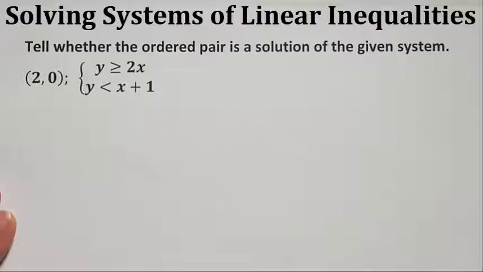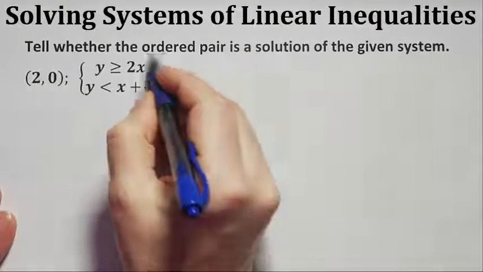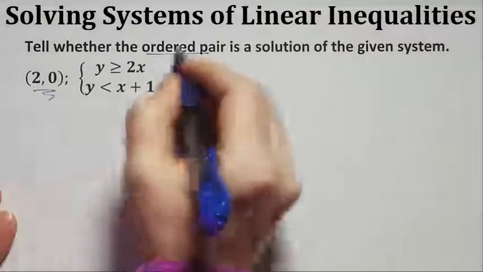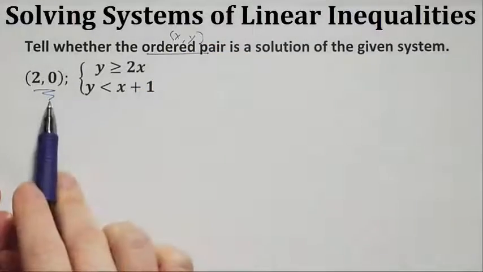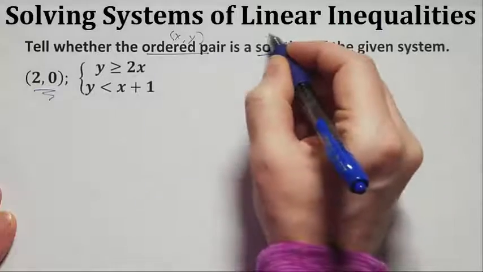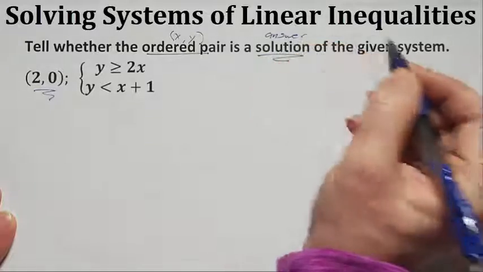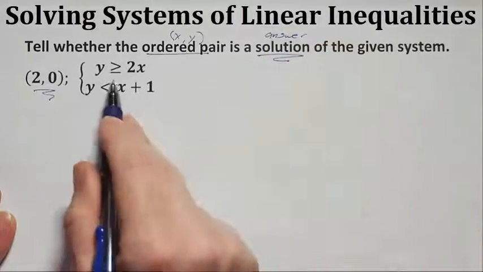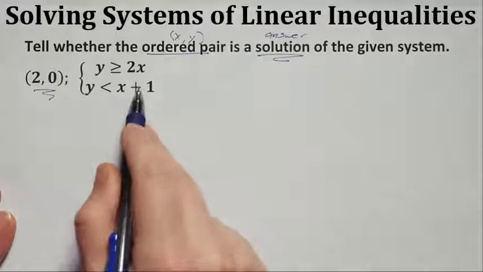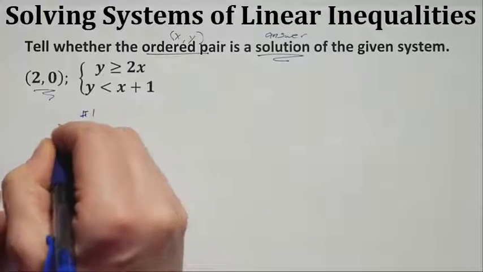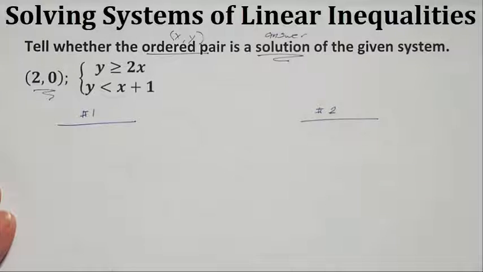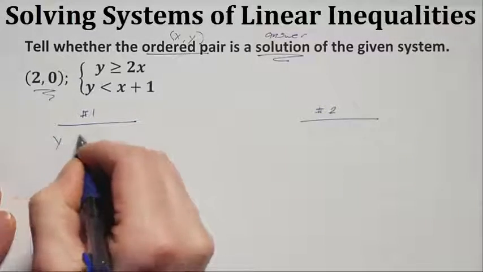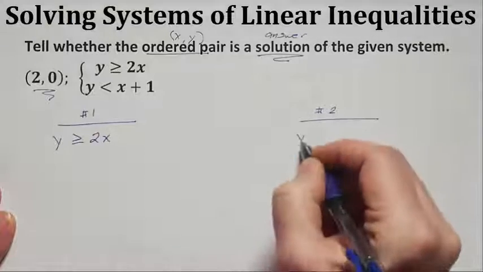So let's go ahead and practice it for another one. Tell whether the ordered pair, this is our ordered pair. An ordered pair is an xy coordinate point. Tell whether this xy coordinate point is a solution, that means check to see if it is actually an answer to the given system. This is our given system. There are two equations, which means I need to test to make sure that the coordinate point they gave me works for both equations, equation number 1 and equation number 2.